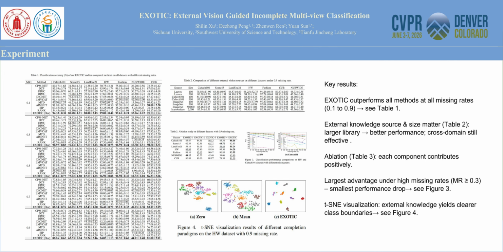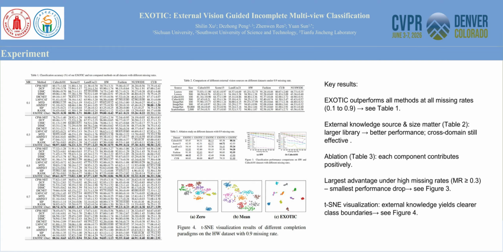Finally, let me show you the experimental results. We evaluated Exotic on 7 widely used datasets, including Caltech 101, Scene 15, and others, under missing rates from 0.1 to 0.9. We compared against 10 state-of-the-art incomplete multiview classification methods.